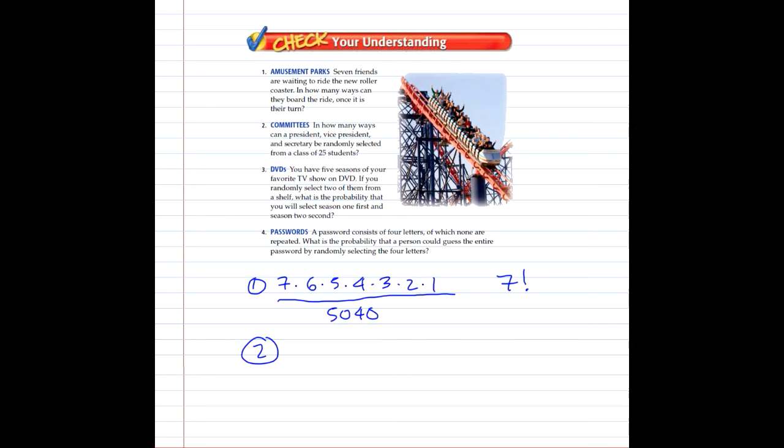Number 2. In how many ways can a president, vice president, and secretary be randomly selected from a class of 25 students? Well, there's 25 ways we can pick the president. Then 24, we can pick the vice president. 23, we can pick the secretary. 25 times 24 times 23 is 13,800 different ways.